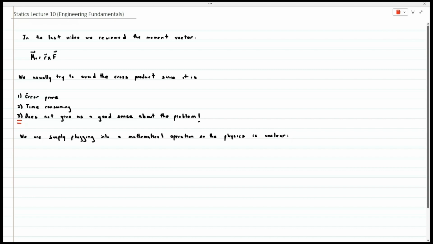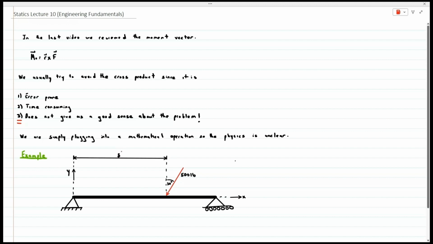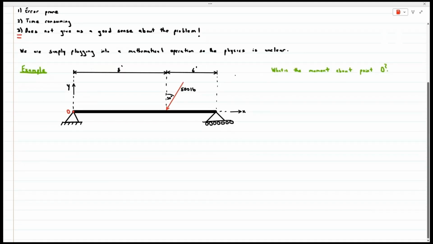Let's go ahead and do an example where we highlight some of the differences between how engineers take a moment and the definition of the moment. Let's say we have a beam and this beam is simply supported. We'll learn more about what that means later in the course, but for now, this beam is simply supported. We have a Cartesian coordinate system. There is a load applied on this beam at a certain angle from the vertical. The dimensions are given, and our goal is to find the moment about the origin, O.